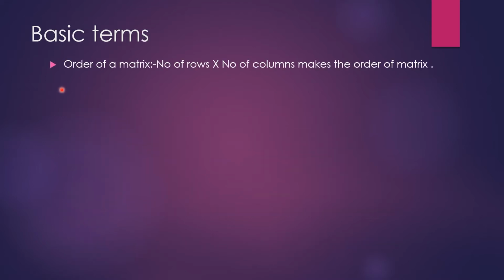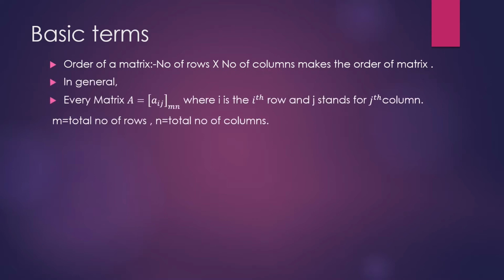That is the order of a matrix. Now since I've arranged elements in the form of rows and columns, I'll be having some rows and some columns. So the number of rows and number of columns gives the order of the matrix, that is 2 by 2. The first number stands for the row, the second number stands for the column. In general, I can write every matrix as Aij, where i stands for the ith row, j stands for the jth column. In all, there are m rows and n columns.